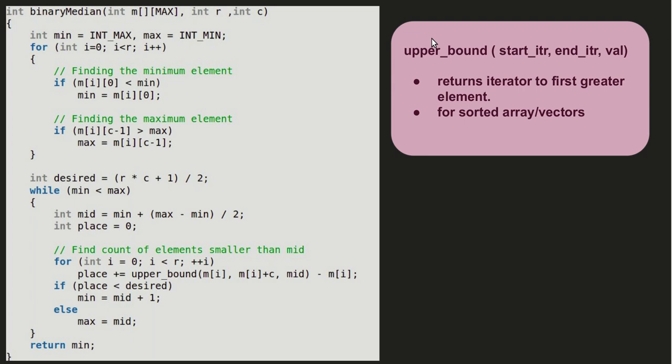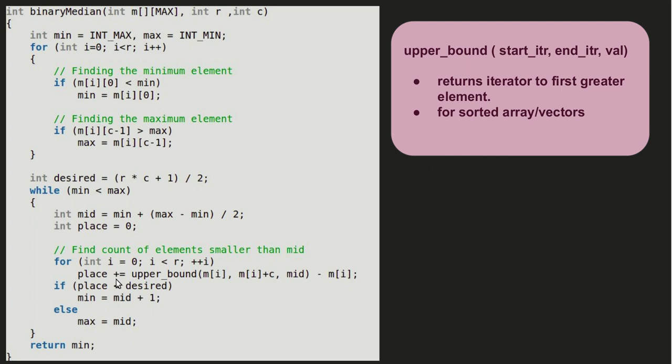The upper bound function takes as input the start and end iterator of an array or a vector and takes a value and returns an iterator to the first element greater than the value. And if we subtract the initial iterator from that upper bound function, this will help us find the number of elements less than equals to the given value.